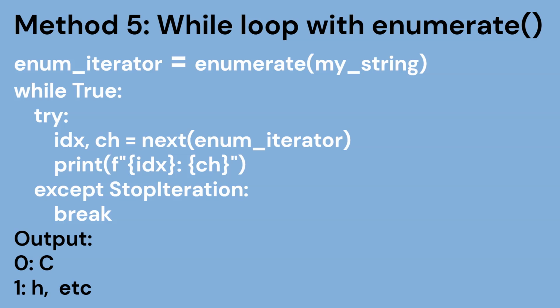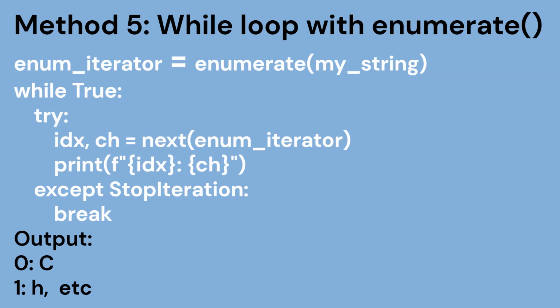You can, but you'll need the next function. enum_iterator = enumerate(myString); while True: try: idx, ch = next(enum_iterator); print(f"{idx}, {ch}") except StopIteration: break. Output: 0, C, 1, H, etc.